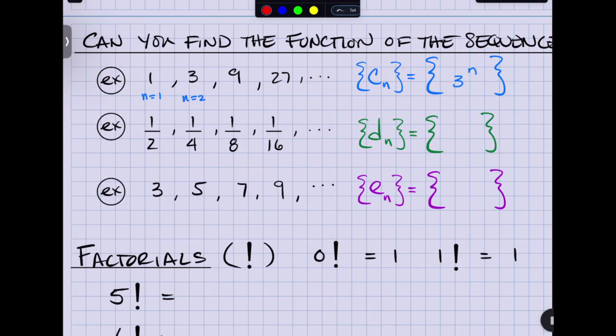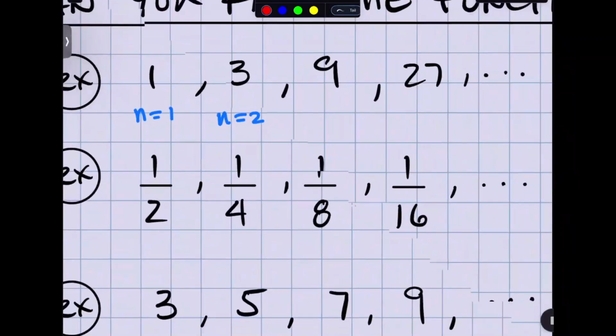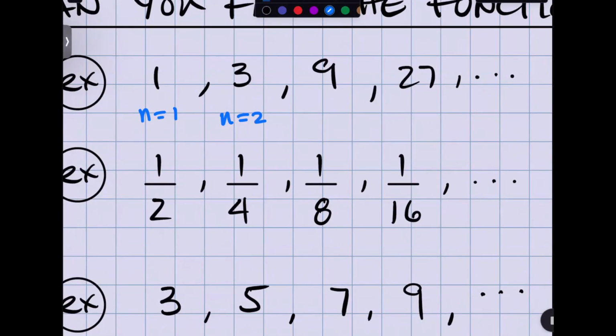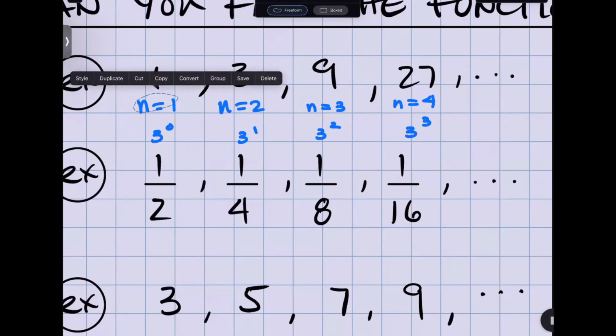Yes. 3 to the 1 is 3, and then 3 squared is 9, and then 3 cubed is 27. Okay. So, great. So let's look at this. That's the pattern. I just don't know how to write it. Okay, so look. 3 to the 0 is this. 3 to the 1 is this. 3 squared is this. 3 to the third is this. This is n equals 3, n equals 4, right? So look at the difference between n and the power you wanted. 3 to the n minus 1. Bingo. That's it.